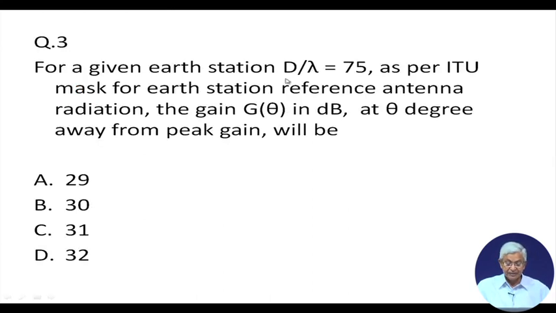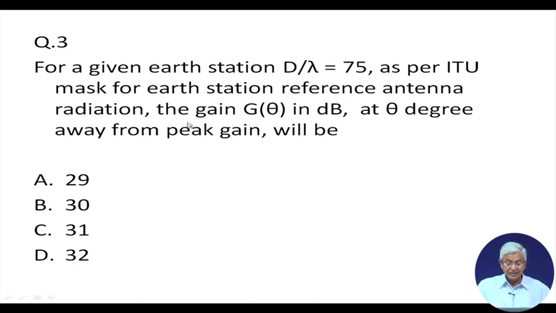For a given antenna, D by lambda, where D is the diameter of the parabolic antenna and lambda is the wavelength of operation, D by lambda is 75. As per the ITU mask for the reference antenna radiation, the gain G theta in dB at theta degrees away from the peak gain will be, there are four options given: 29, 30, 31, 32.